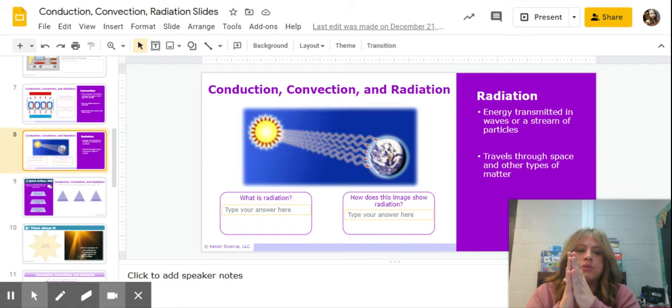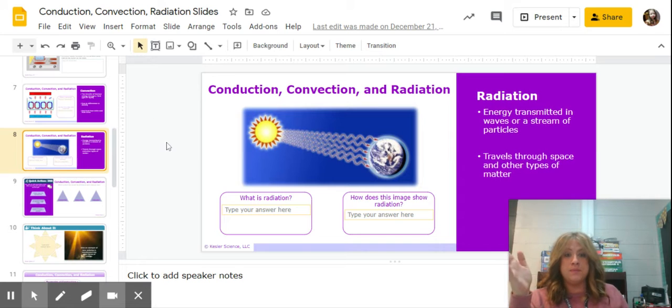Now, then it says, how does the image show radiation? Well, the sun, these electromagnetic waves are hitting the earth and warming up the earth. That is what you're going to write here.